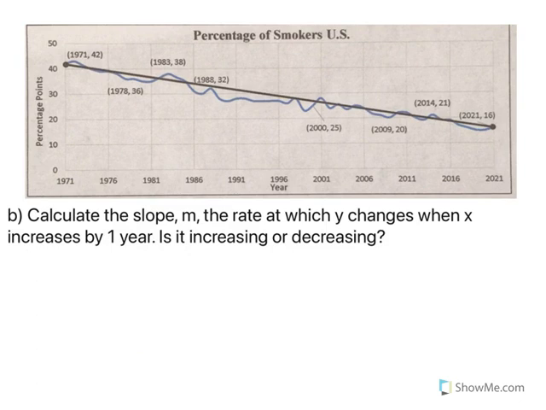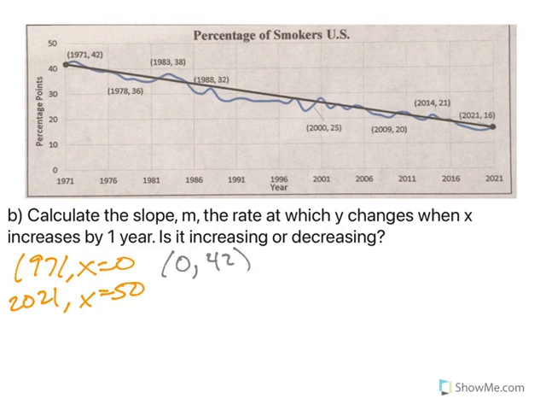Let's calculate the slope. The slope is the rate of change. We know we are using 1971 for X equals 0. So that means in 2021, X would be 50 because it is 50 years later. Ordered pairs: (0, 42) and (50, 16), right? Here are the X values, and the Y values come from the ordered pairs in the table.